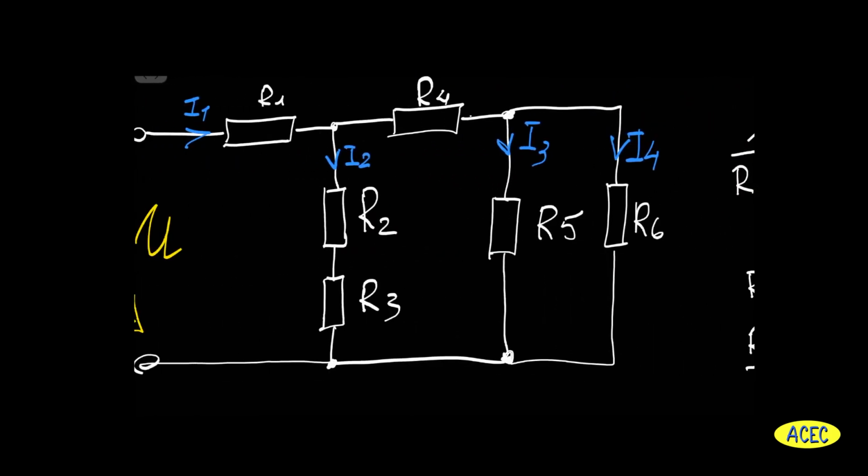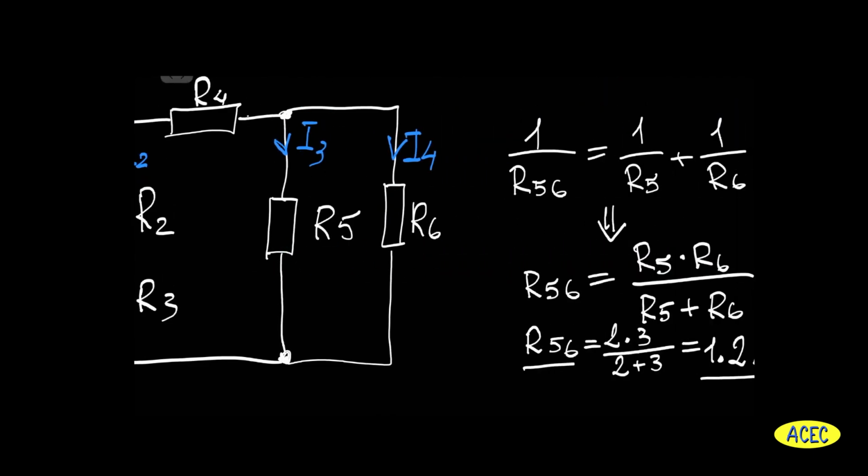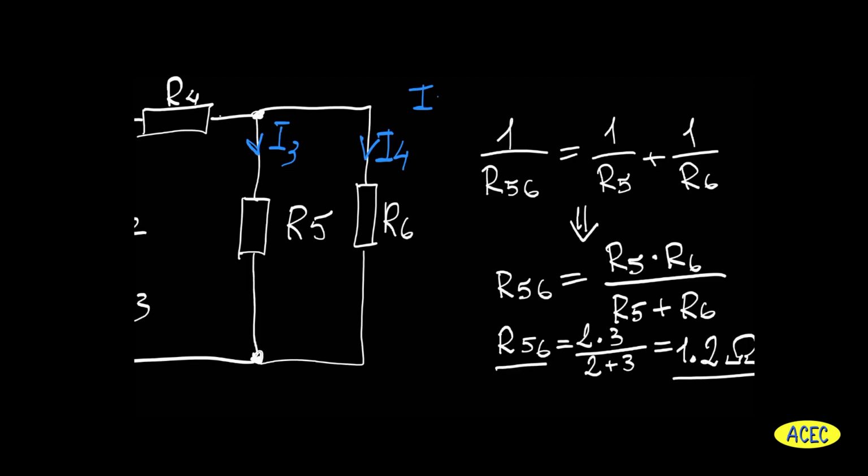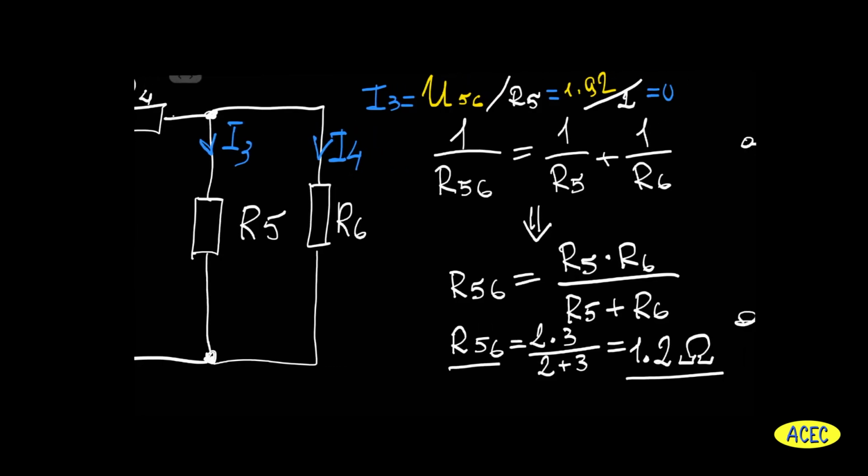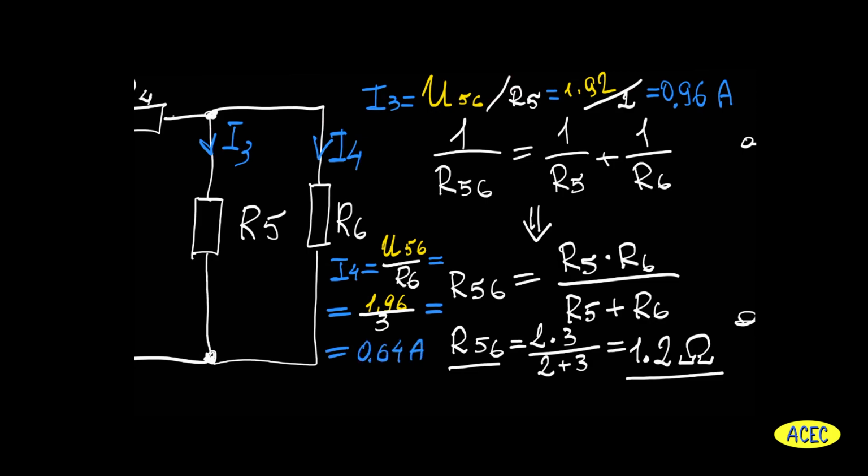And now finally we can find the current I3 which we had to find initially in the task, which goes through the resistor R5, and the current I4 which goes through the resistor R6. The value of I3 is 0.96 amps, and the value of current I4 is 0.64 amps. And let's write down the answer.